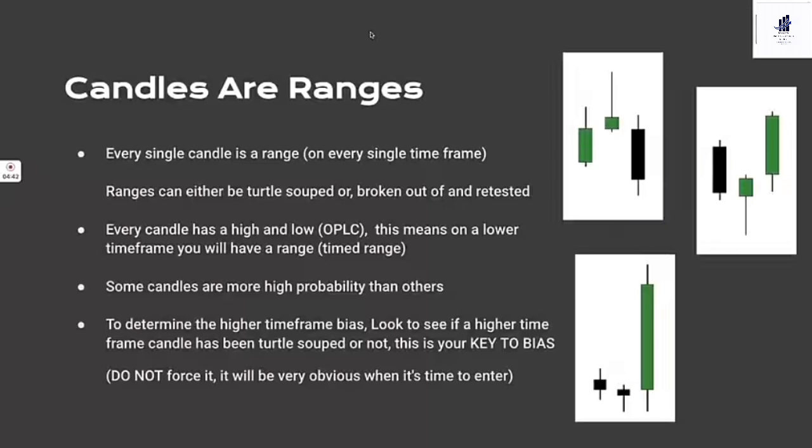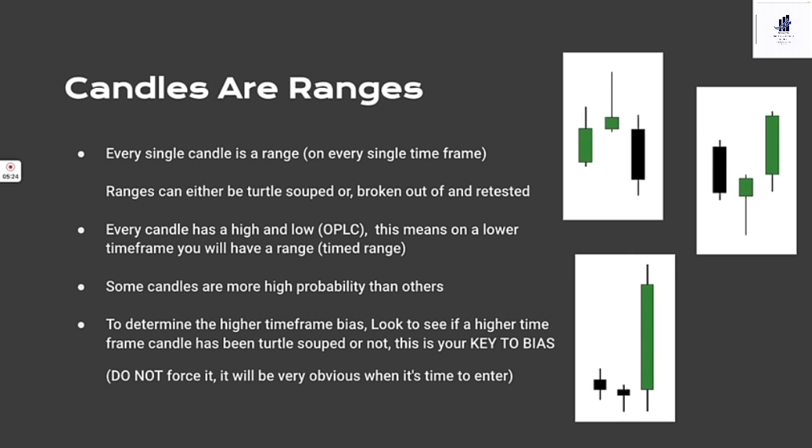Candles are ranges. Every single candle is a range on every single time frame, whether it be the monthly, the weekly, the daily, the 4 hour, the 1 hour, 15 minute, 1 minute. Every single candle is a range. Time is fractal. You need to understand that a daily chart is a higher time frame for a 4 hour. A 4 hour is a higher time frame for the 1 hour and 15 minute. A 1 minute is a higher time frame for the seconds chart. Time is fractal. Therefore, every single timed range is fractal as well.